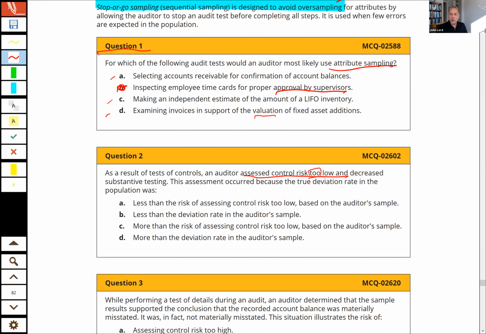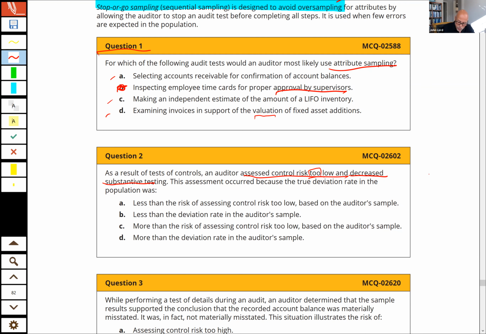You went too low. That's a mistake. So the auditor made a mistake, didn't they? Yes, okay, good. The auditor made a mistake, and as a result of that, made the mistake of decreasing substantive testing. Why did this mistake happen?